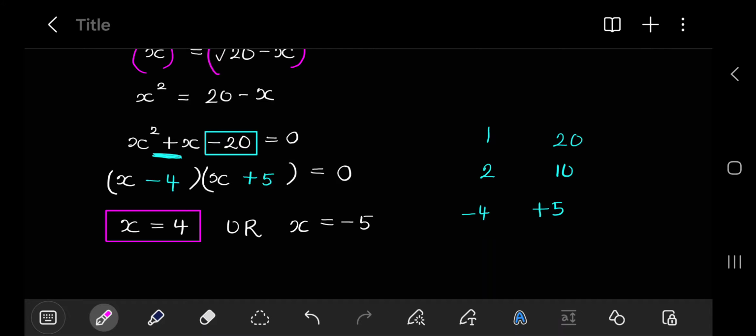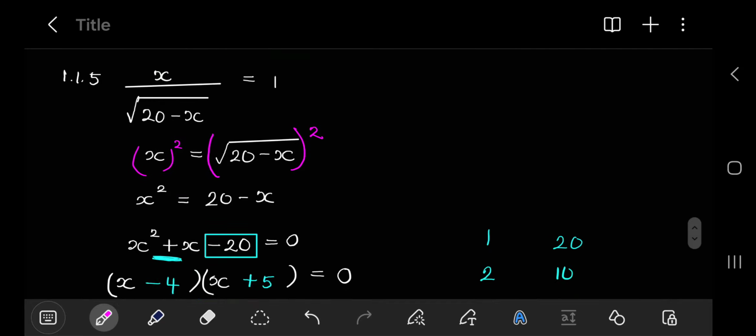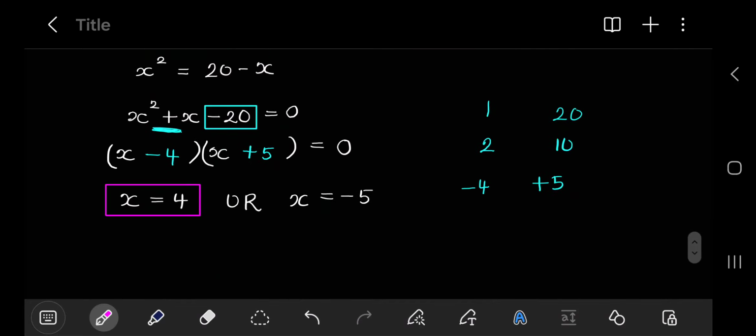Now let's try x is equal to negative 5. So on your calculator, you will have negative 5 over the square root of 20 minus negative 5. But when you press equal to, you'll notice that you don't get positive 1. You actually get negative 1, which means that x is equal to negative 5 is not a solution of this question. So what we do is underneath that, we say not applicable.